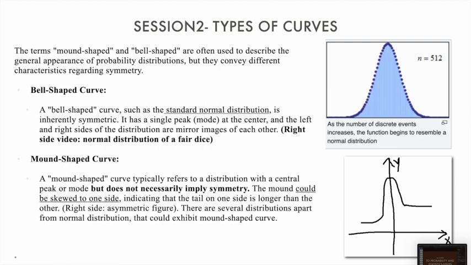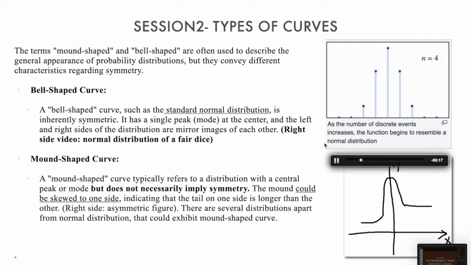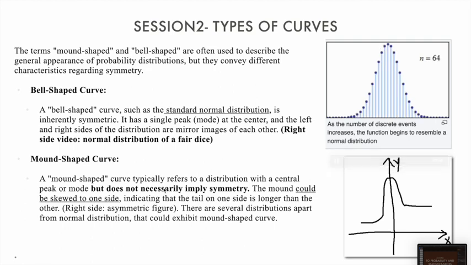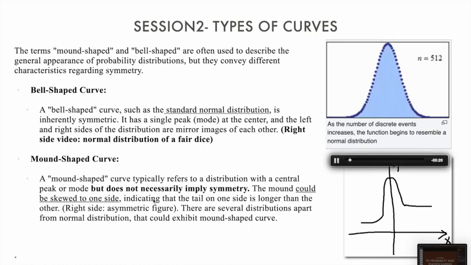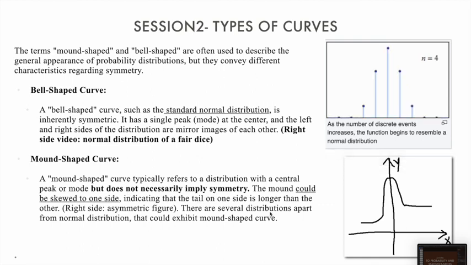If you see this video, as the number of discrete events increases, the function begins to resemble a normal distribution. Now, mound shaped curve. A mound shaped curve typically refers to a distribution with a central peak or mode, and does not necessarily imply symmetry. So here in this case, this is a mound shaped curve.